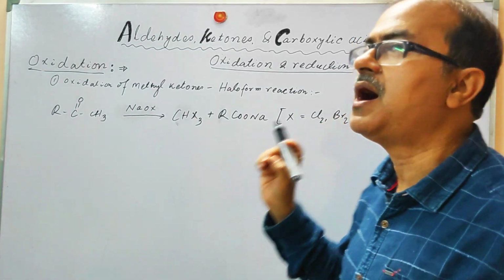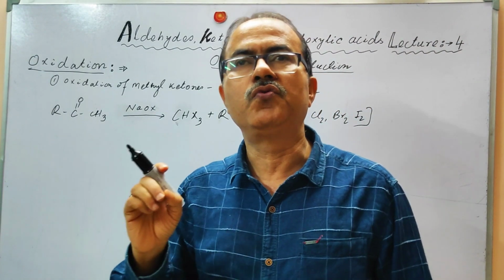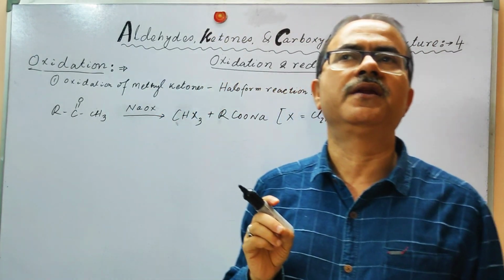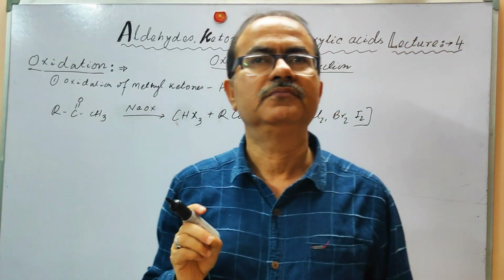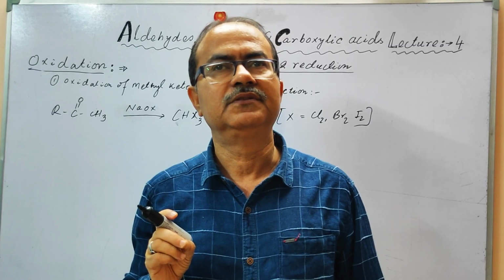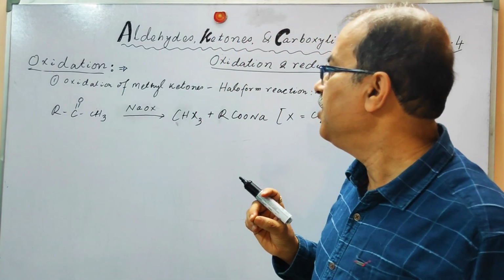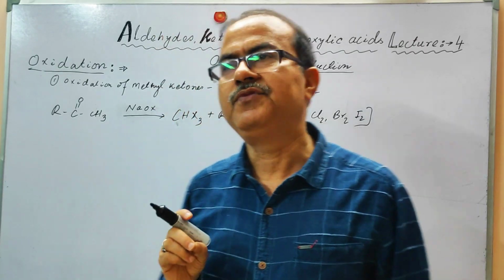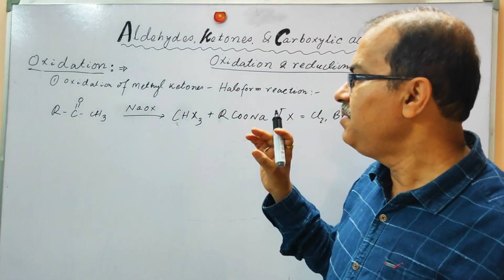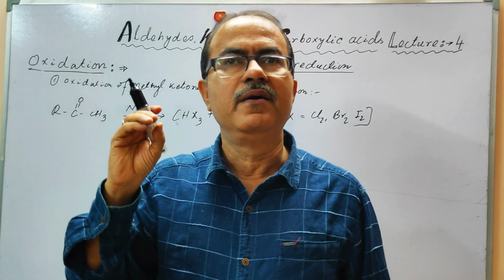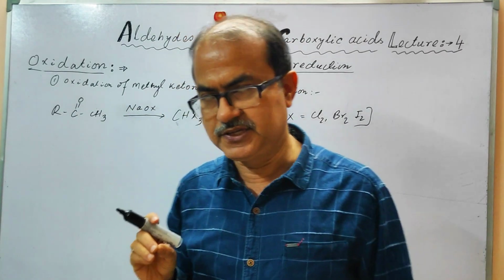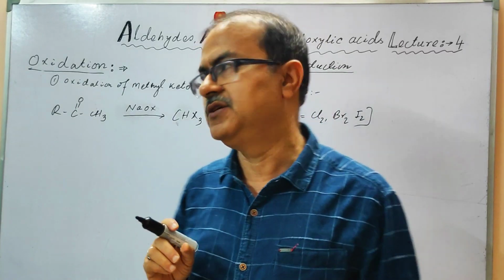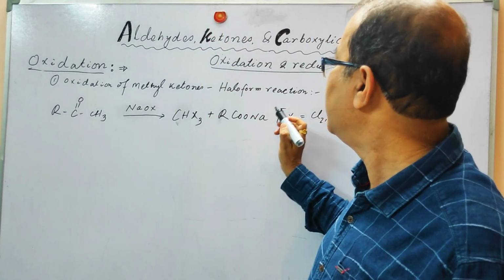If we use iodine, it is going to produce the yellow precipitate of the haloform, that is iodoform. You will get iodoform, and this iodoform is a yellow precipitate, and from this we are able to identify the CH3CO group. So we understand the haloform reaction.